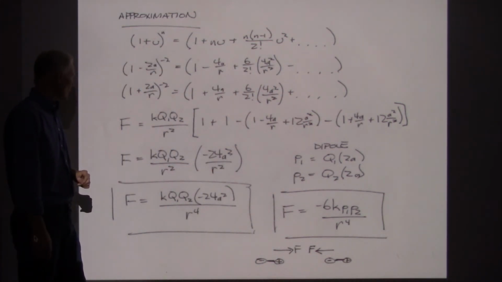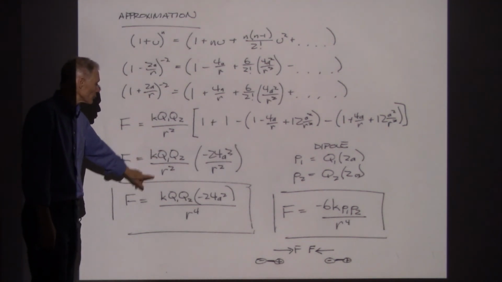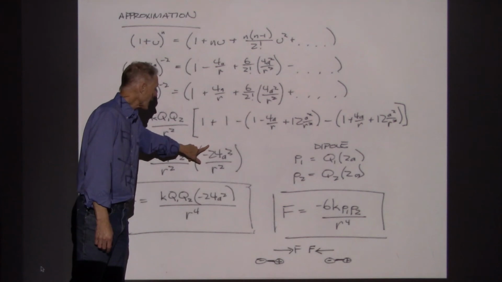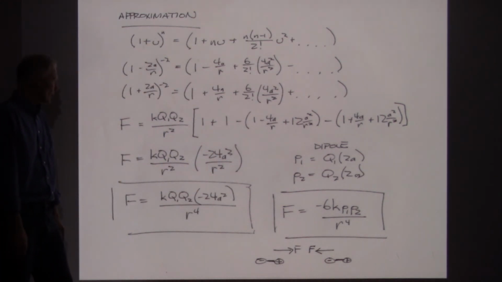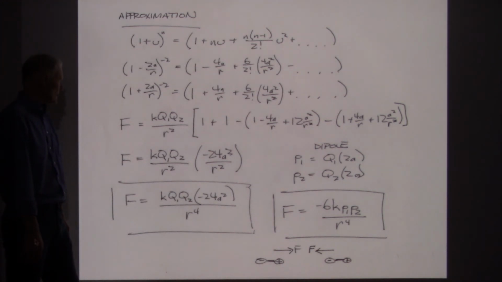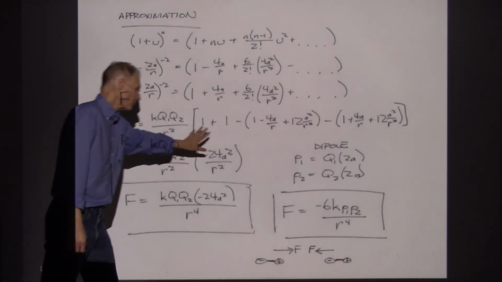And so this is it. The force is kq1 q2 over r squared times minus 24a squared over r squared. And what that works out to be is, I think that's a square, right? That's not a 3, it's a 2.